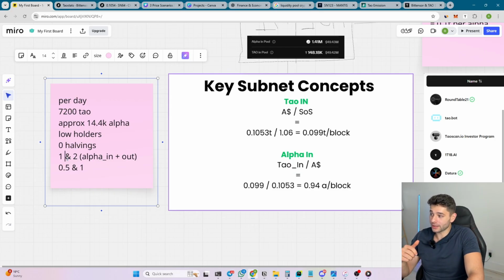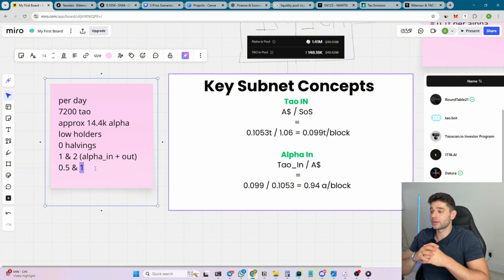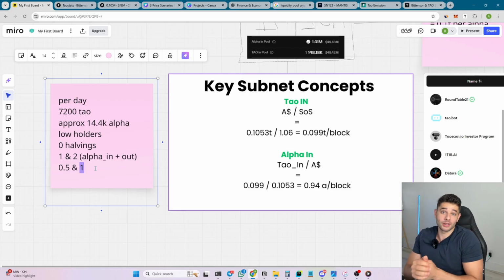And like I said, right now there's 1 tau emitted to the chain per 12 seconds and up to 2 alpha tokens per 12 seconds. I say up to, this is an important concept. Around December 2025, so in a couple of months, it's going to be 0.5 tau and only 1 alpha. So as you can see, it's the same concept as Bitcoin. It's going to get more competitive. There's going to be less emissions. So the price has only one direction, in my opinion, and that's up.